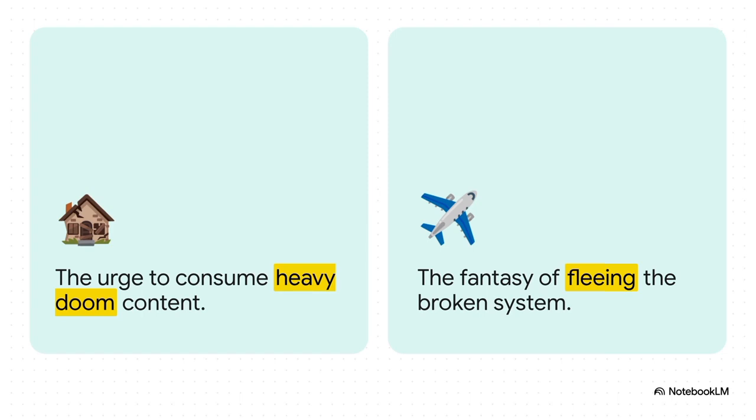On one hand, you have the urge to consume heavy doom content, ruining a country, debt collapse. But right next to it, we see the complete opposite desire, the urge to flee. We see titles like Ranking All EU Countries for Expats and Why Everyone is Leaving New Zealand. It perfectly captures the psychological whiplash of the user journey. The urge to obsess over how the system is breaking down, instantly paired with the fantasy of simply packing up and leaving the system entirely.